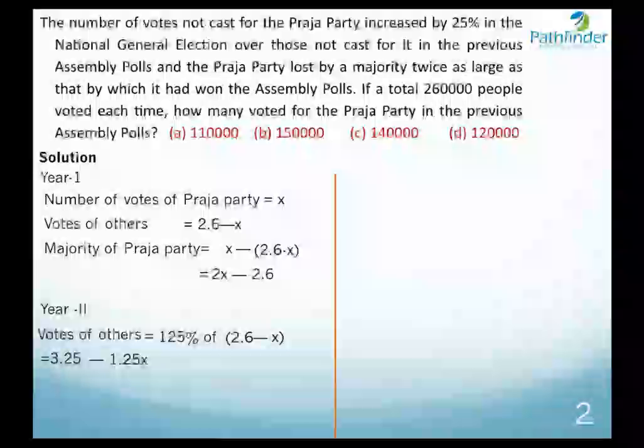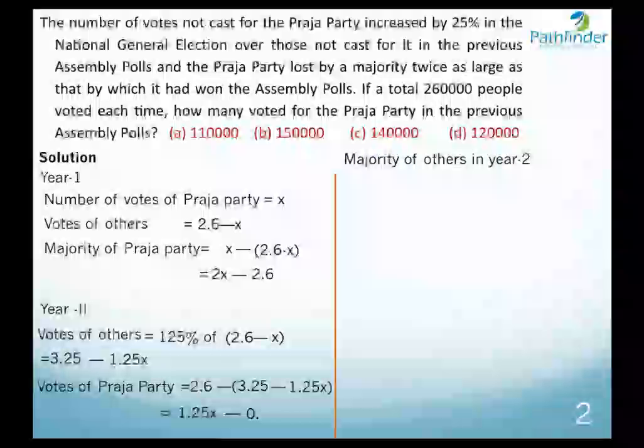What about the votes earned by Praja Party in this year? The number of voters still remains 2.6 lakhs. So if I subtract votes of others in year 2 from 2.6 lakhs, I will get votes of Praja Party. So votes of Praja Party is equal to 2.6 lakhs minus the votes of others in the second year, that is 3.25 minus 1.25X. On simplification, this will become 1.25X minus 0.65. So these are the votes earned by Praja Party.